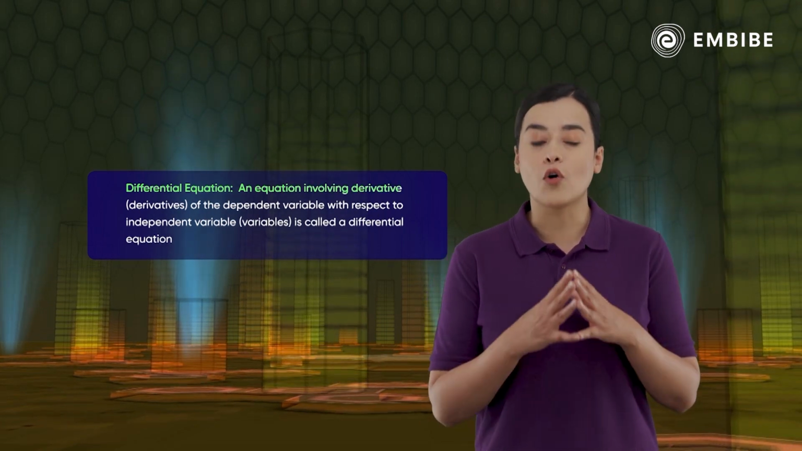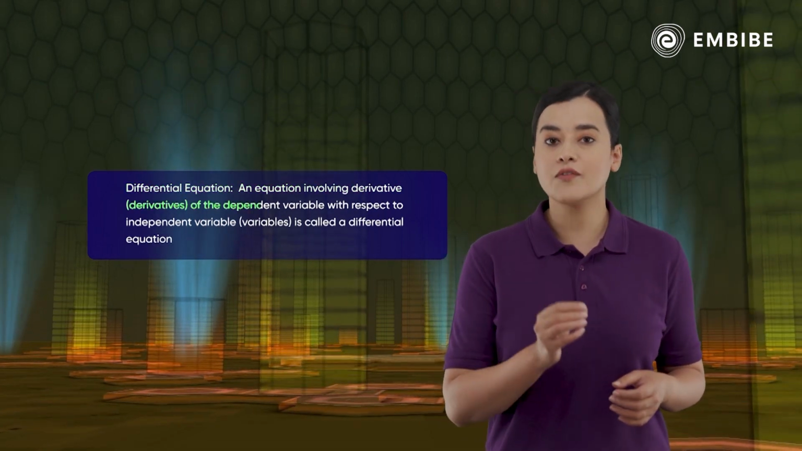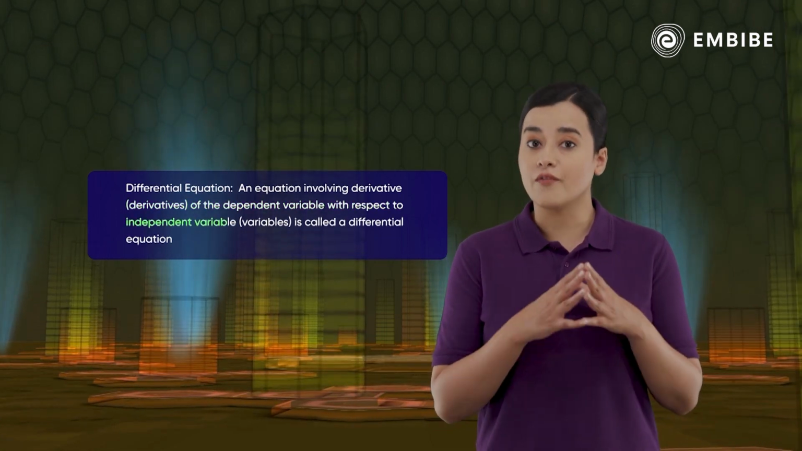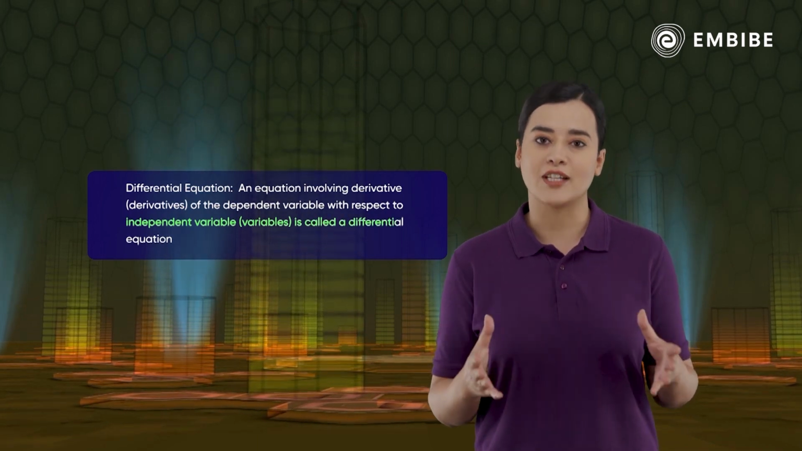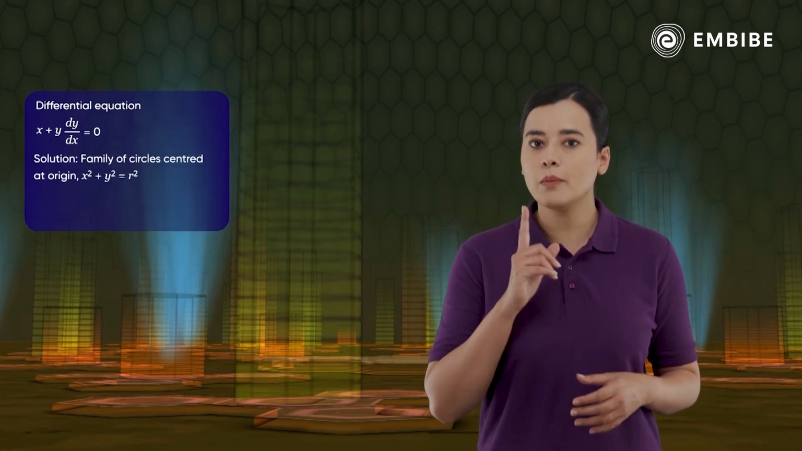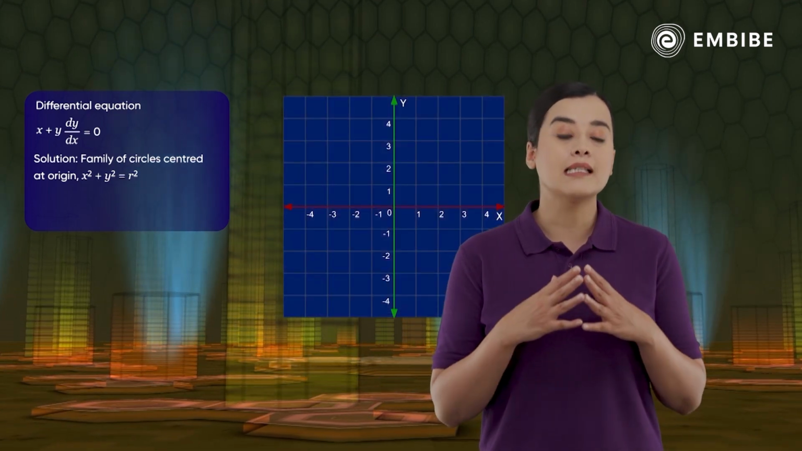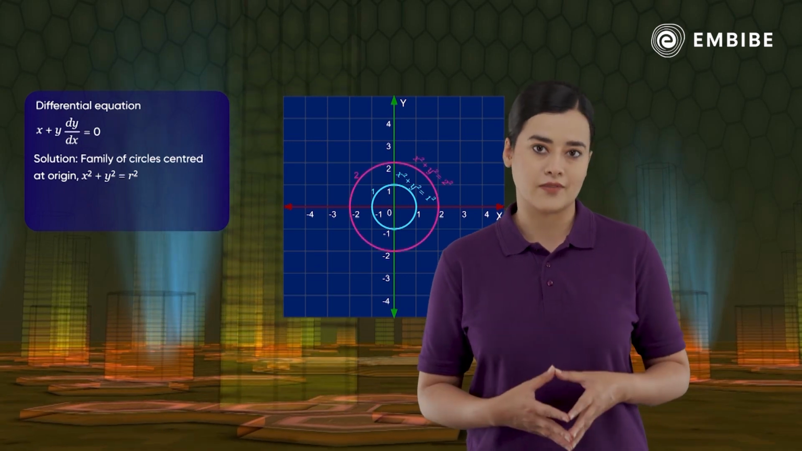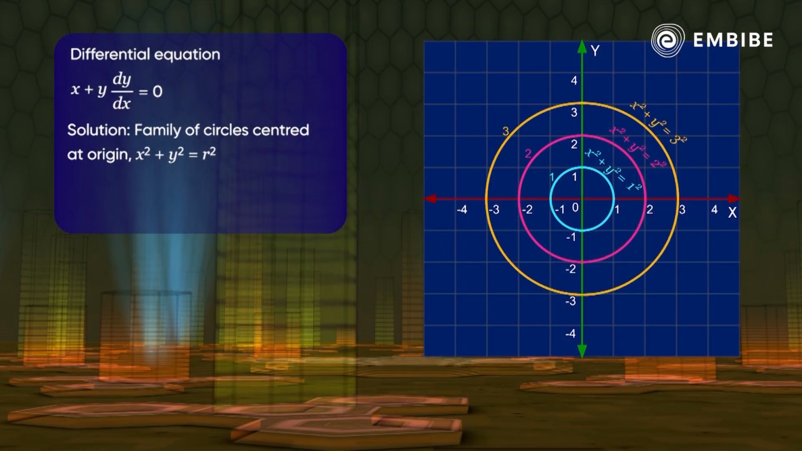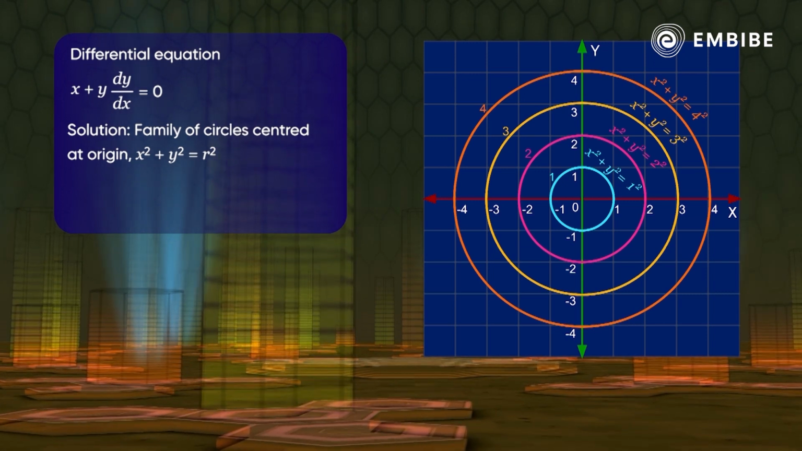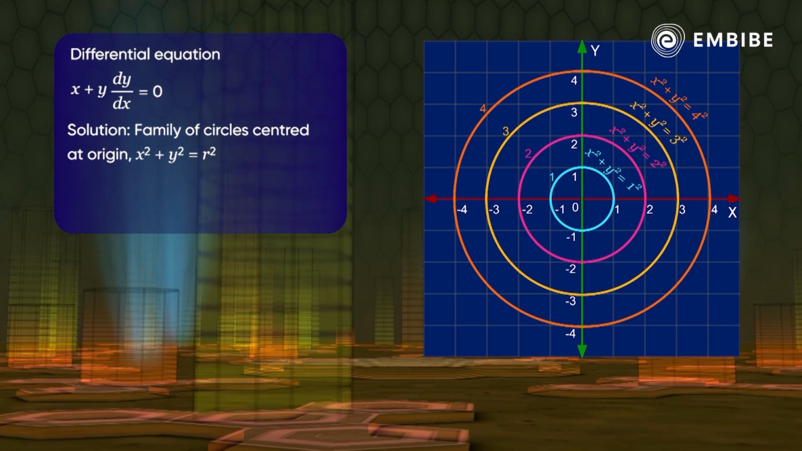An equation involving derivatives of the dependent variable with respect to an independent variable or variables is called a differential equation. We've already seen differential equations have solutions that are functions. If we plot these solution functions on a coordinate plane, it could be a single curve or a family of curves. These families of curves are basically the geometrical representations of the solutions of the differential equation we started with.